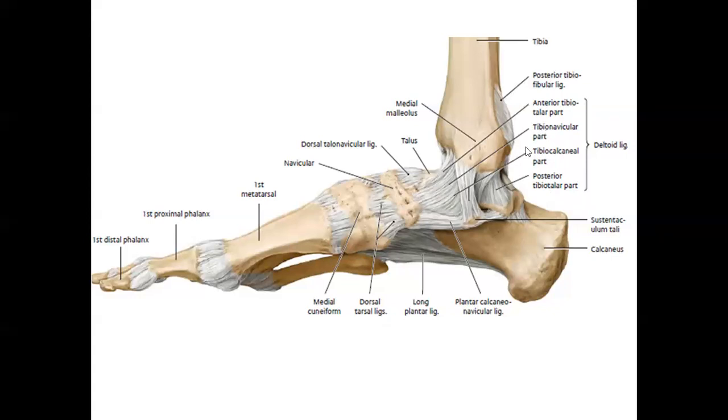These three go from tibia to navicular, tibia to calcaneum, and tibia posteriorly to talus. These are the superficial parts. Anteriorly, tibia to talus, the anterior tibio-talar, is the deeper part.